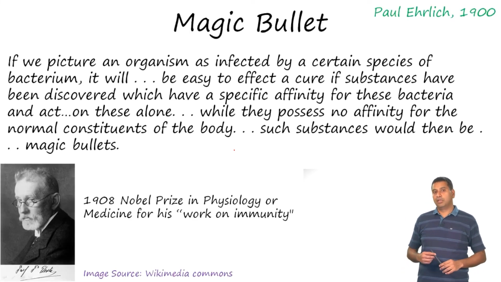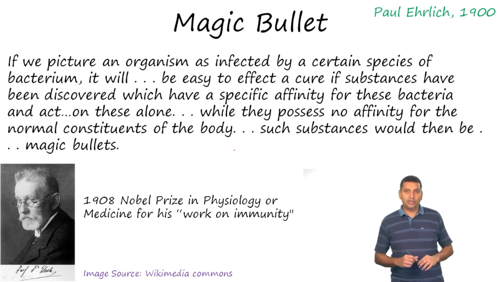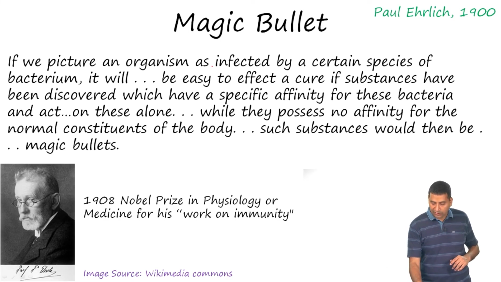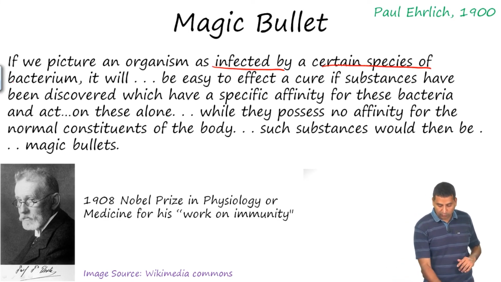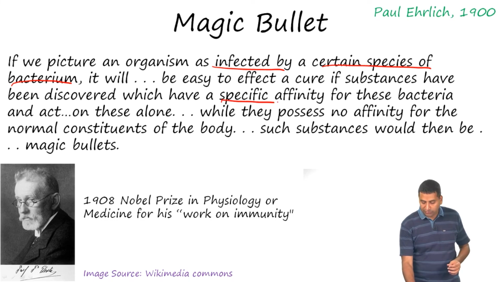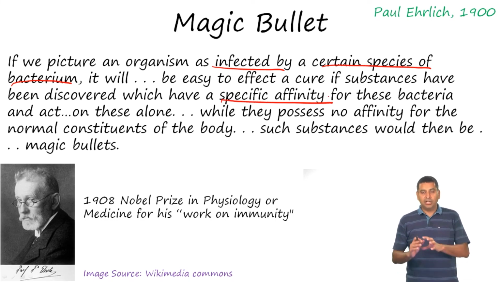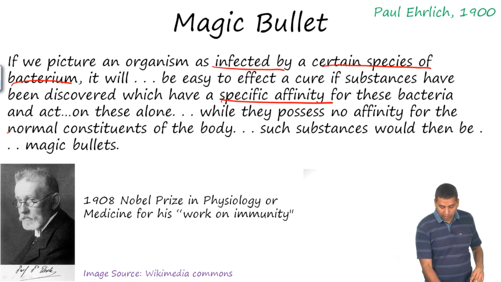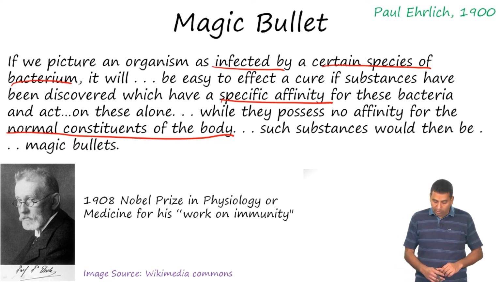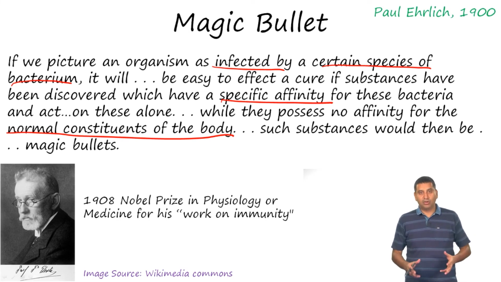So, the concept of magic bullet was introduced by Paul Ehrlich, and what he said was, if we picture an organism as infected by certain species of a bacterium, then it would be easy to cure it if we can discover a substance that would have specific affinity for these bacteria and only these bacteria, and they should have no affinity for normal constituents of the body, and such substances which he defined as magic bullets. Okay. Paul Ehrlich received the Nobel Prize in 1908 for his work on immunity.